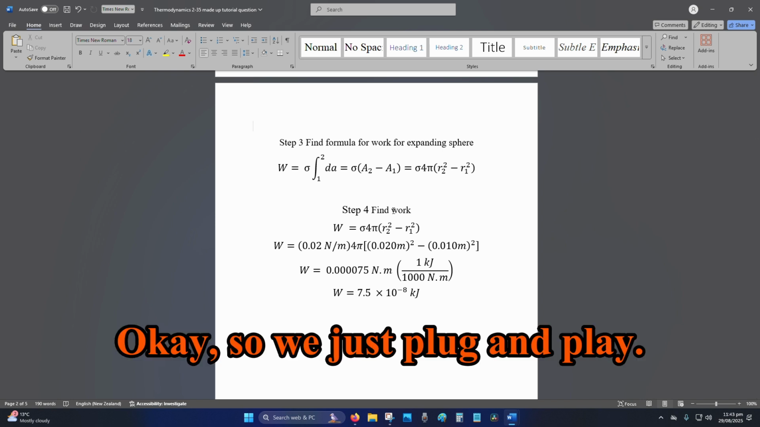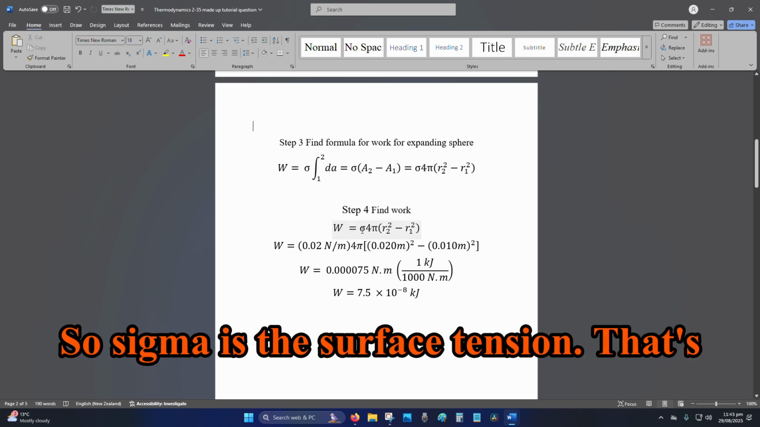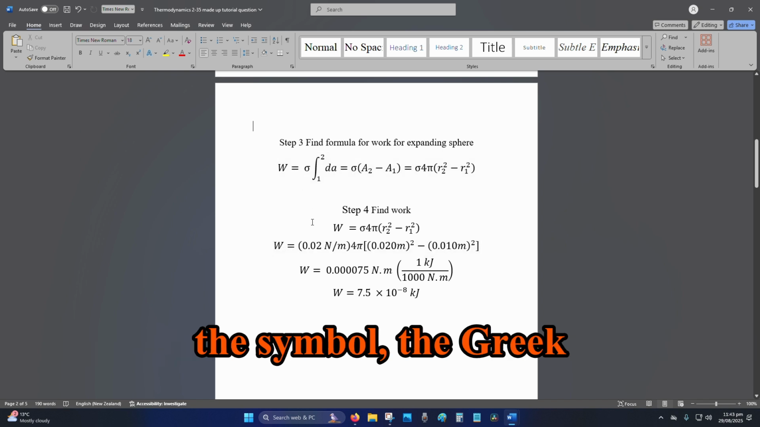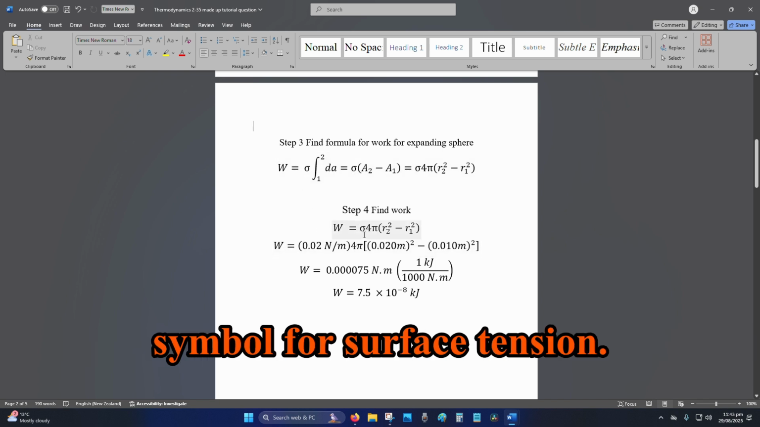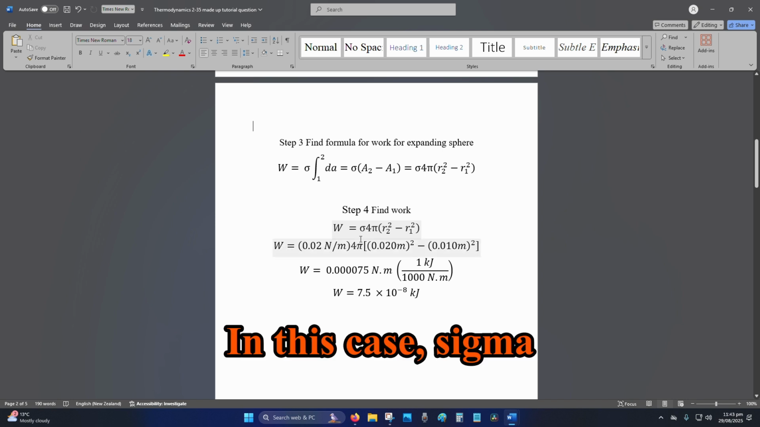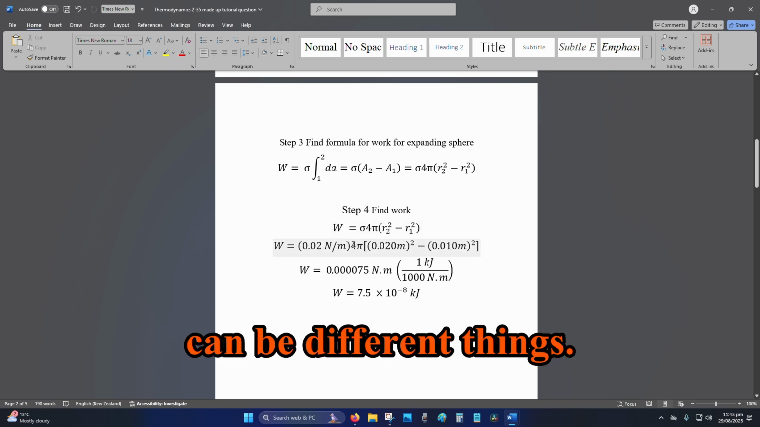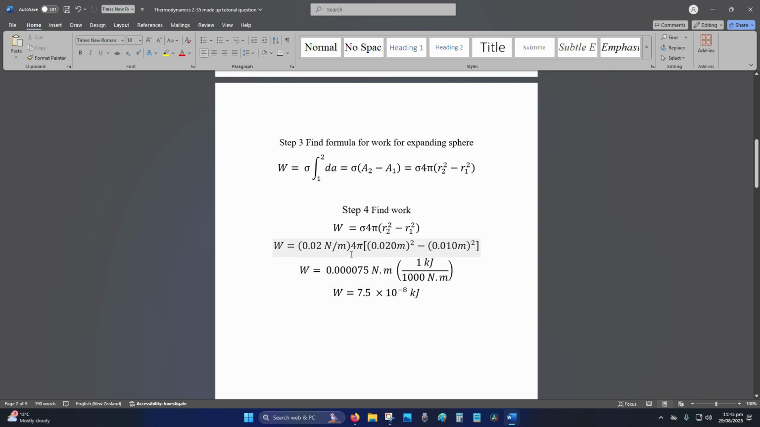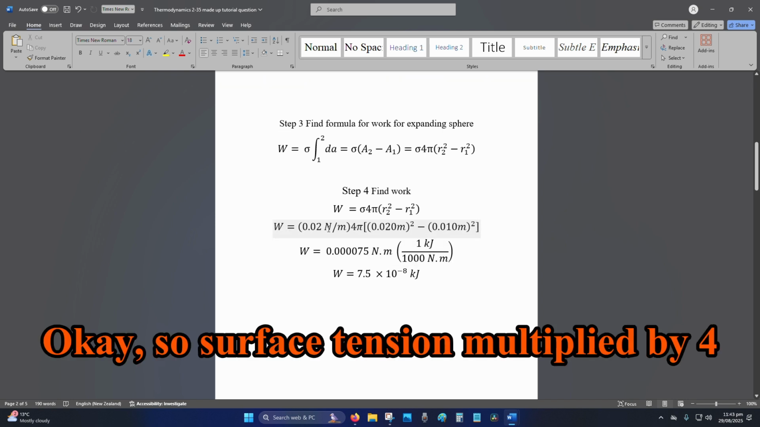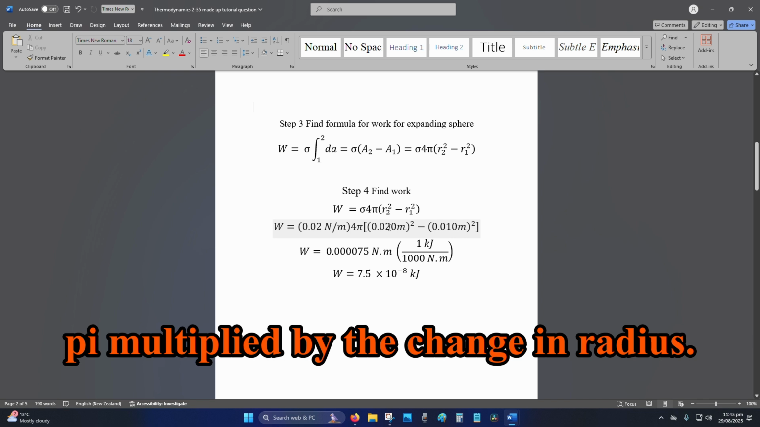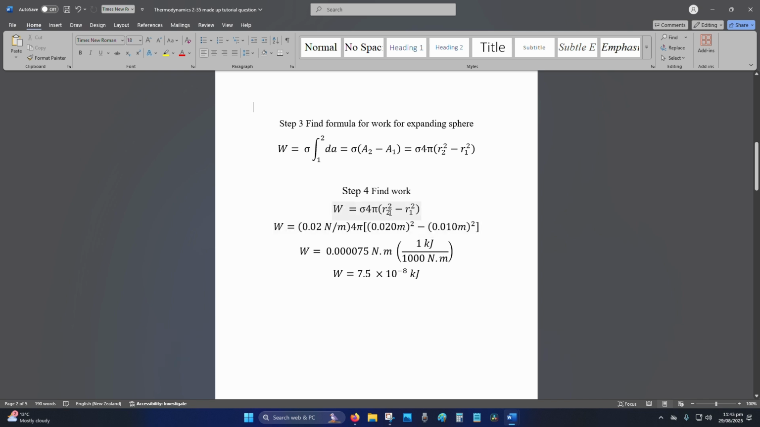Okay. So we just plug and play. So sigma is the surface tension. That's the symbol, the Greek symbol for surface tension. In this case, sigma can be different things. Okay, so surface tension multiplied by 4 pi multiplied by the change in radius. Make sure you square them both.